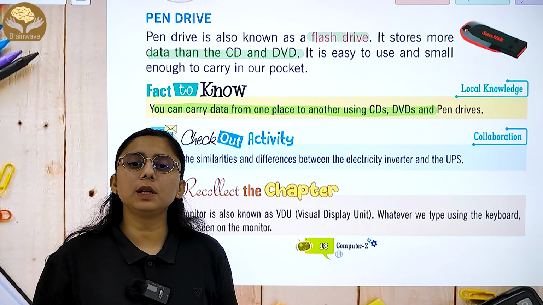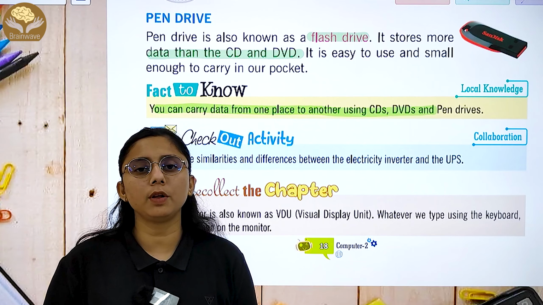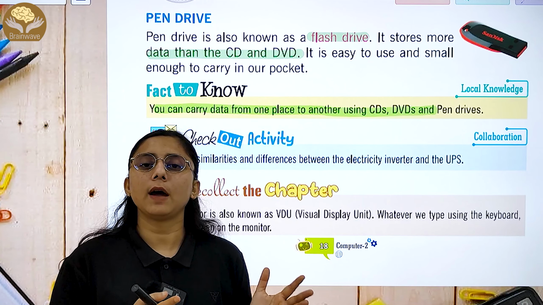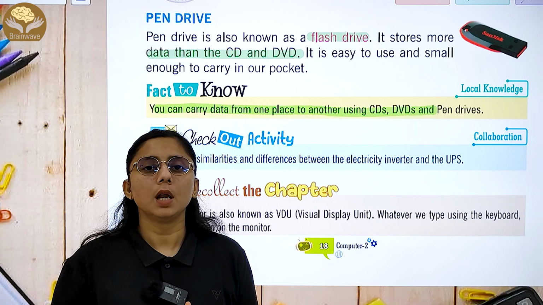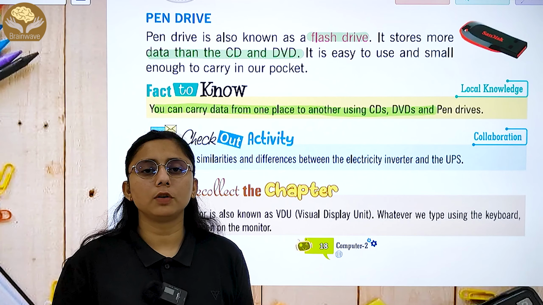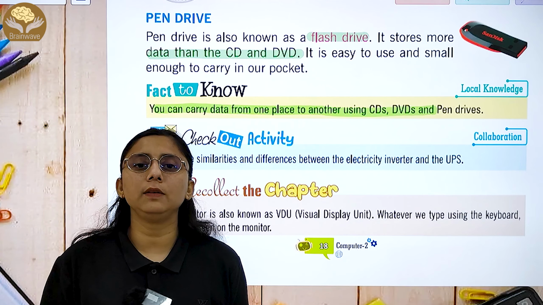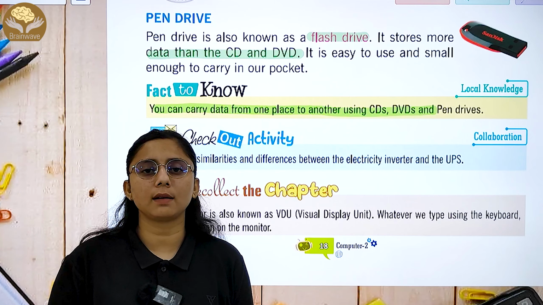Now, the chapter has been completed. In this chapter, I have told you about different parts of computer. Like we have monitor, keyboard, mouse, CPU, UPS, your storage devices like pen drive, CD, DVD. And I have also told you about scanner and printer.